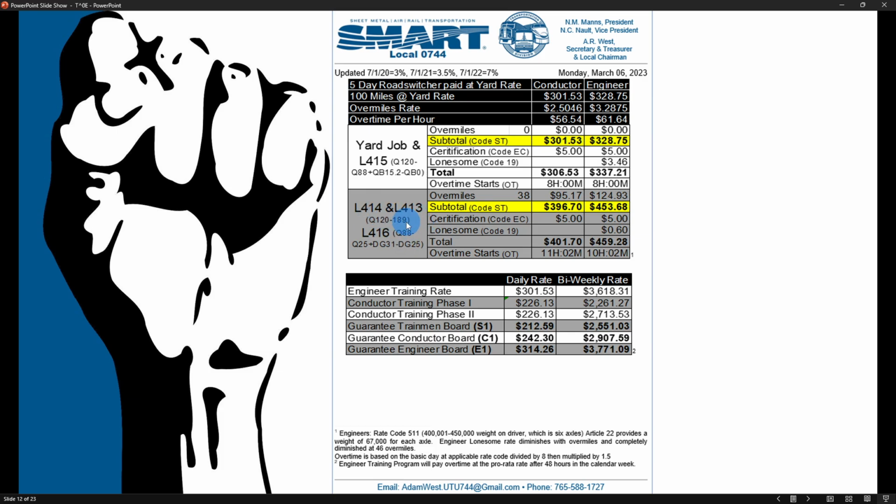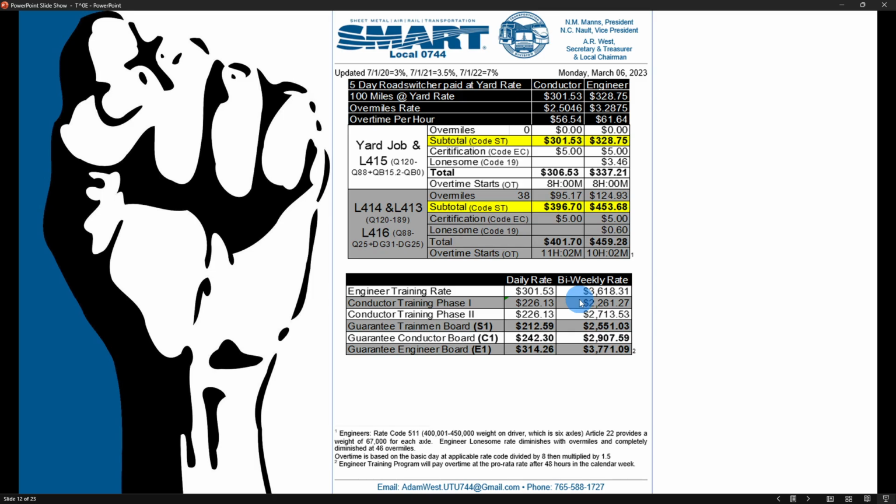Same here for these other three locals that have 38 over miles, making them a claim of 138 miles when you claim it on your time ticket. Yard jobs doesn't have a miles claim section in it, but the L415 does, and it's a straight 100-mile day. There's no over miles. Basic day in yard and road switcher is 100 miles. The 38 here is the addition, so it makes these three jobs here 138 miles. Overtime starts down here.